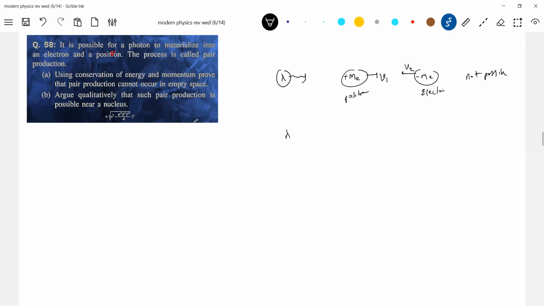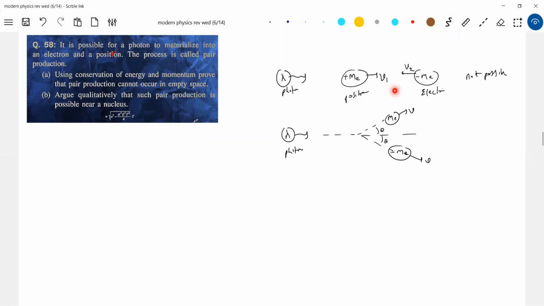What is the other possibility? The photon will come like this. It will get materialized. Okay, this will be called V. They make an angle theta. A straight line is not possible because momentum will not be conserved. Okay, we get it like this.